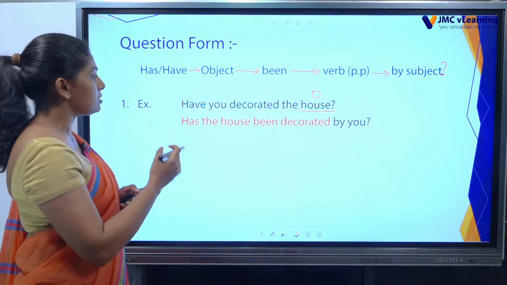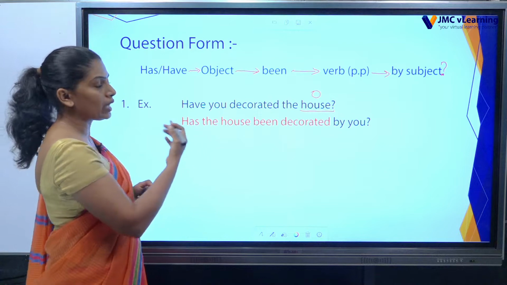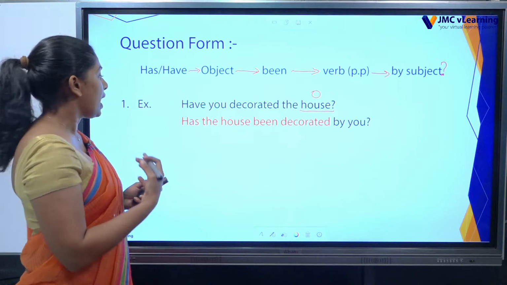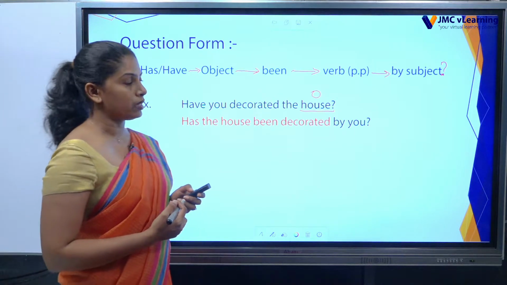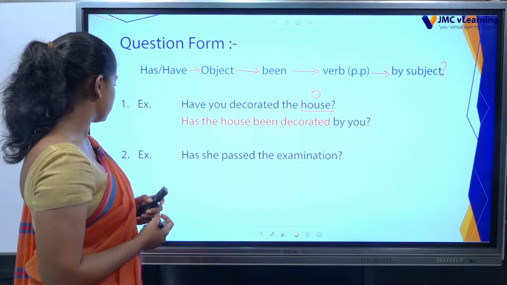So have you decorated the house? That is the active voice question, and we are making the passive voice question as: has the house been decorated by you? Right. Let's move to the next sentence.